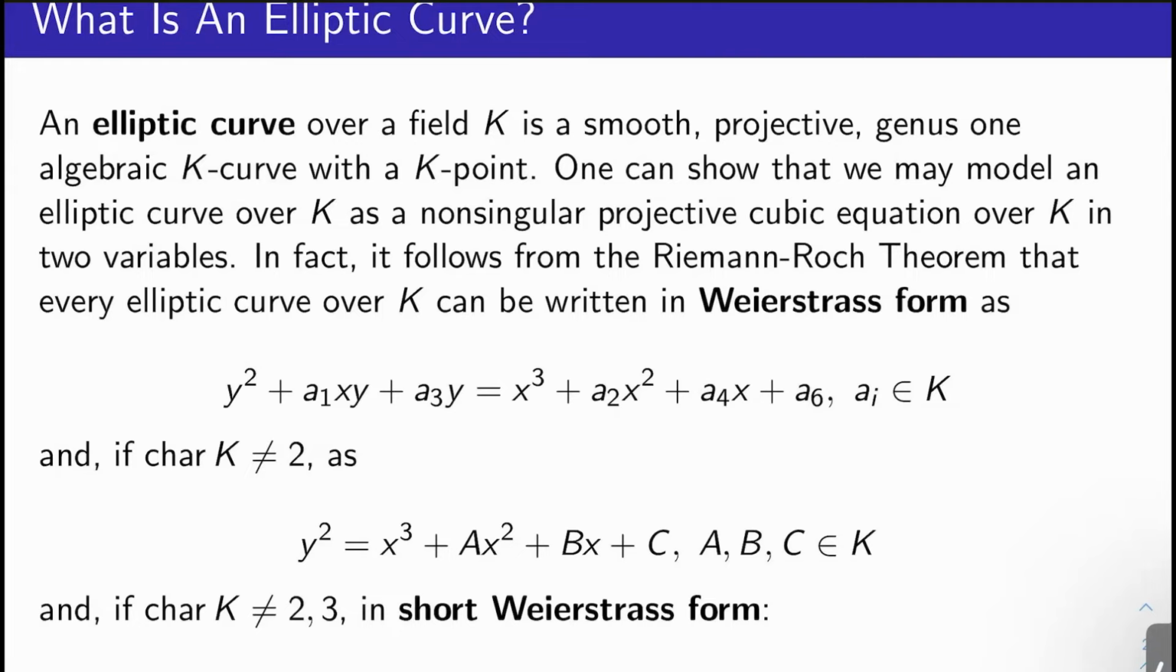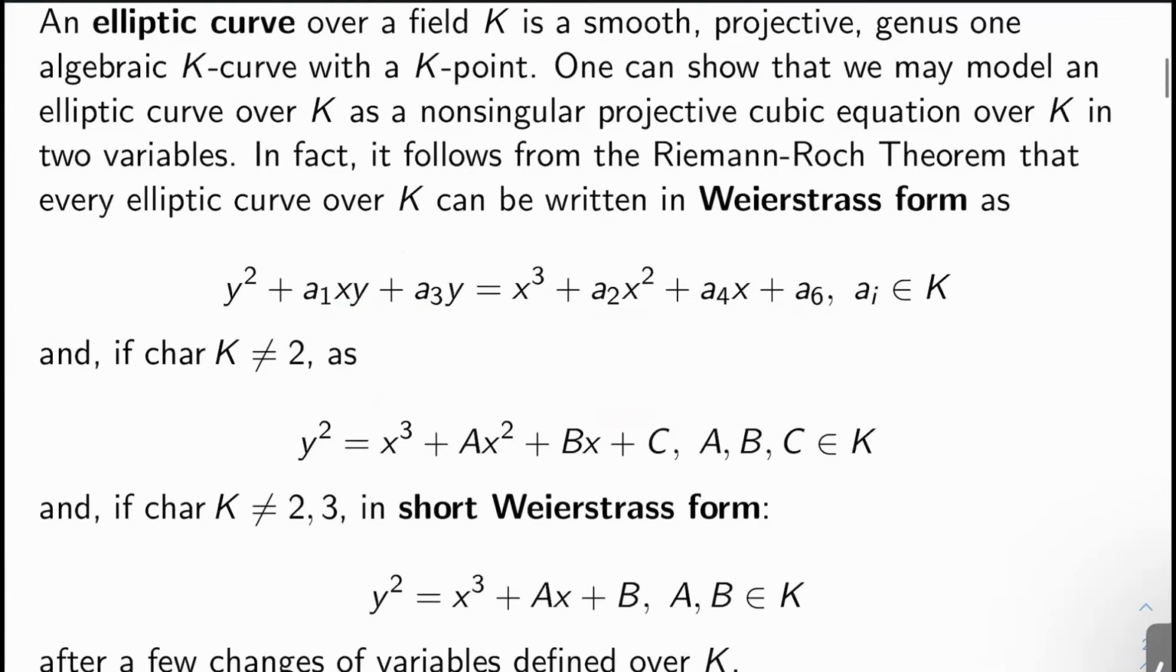Okay. We can show that we may model an elliptic curve over a field K as a non-singular projective cubic equation over K in two variables. In fact, you can do better. By the Riemann-Roch theorem, every elliptic curve over K can be written in what we call Weierstrass form. It looks like y squared plus a1xy plus a3y equals x cubed plus a2x squared plus a4x plus a6, where all the ai's are in K.